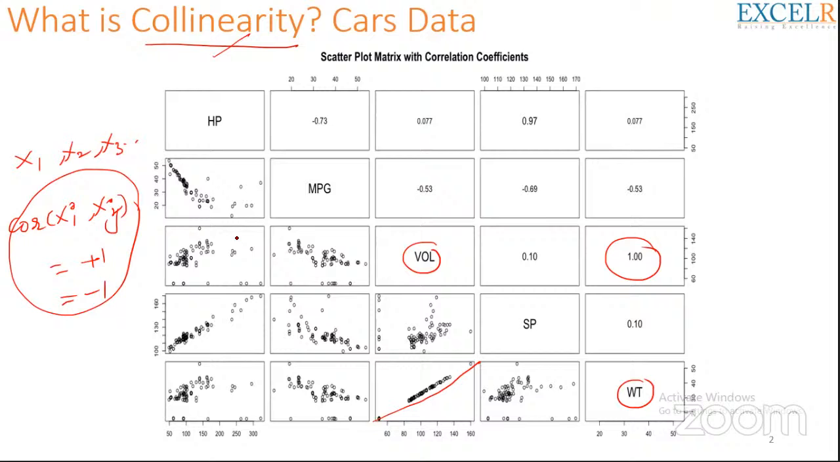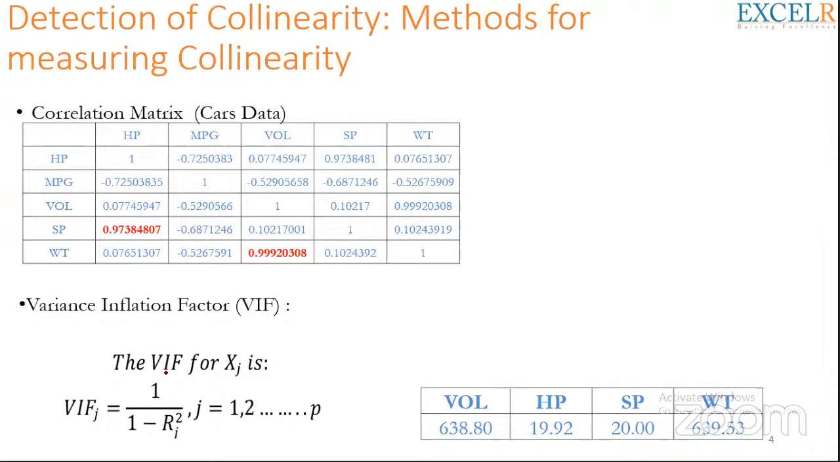Then how to detect this multicollinearity? In this case, we did several experiments. We built multiple models, and then we found out that there is a problem of multicollinearity. But in the general case, would you do all these things? No, right? So how do you detect multicollinearity? That is using a methodology called variance inflation factor, or VIF in short.